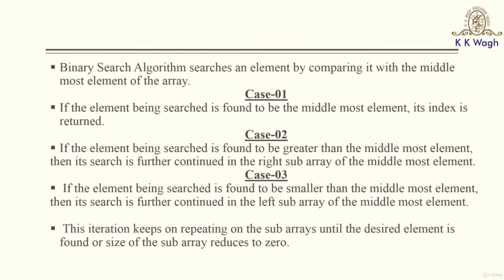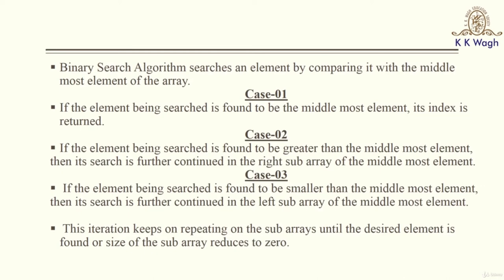Case 2 is that if the element being searched is found to be greater than the middle number, and keep in mind, our list is a sorted list. So if the number we are searching is greater than the middlemost, then we are going to continue the search in the right subarray. So we are searching the numbers to the right side of that middlemost number. For example, if the number the kid has selected was 97, we will be searching from 51 to 100. Okay, that was case 2.